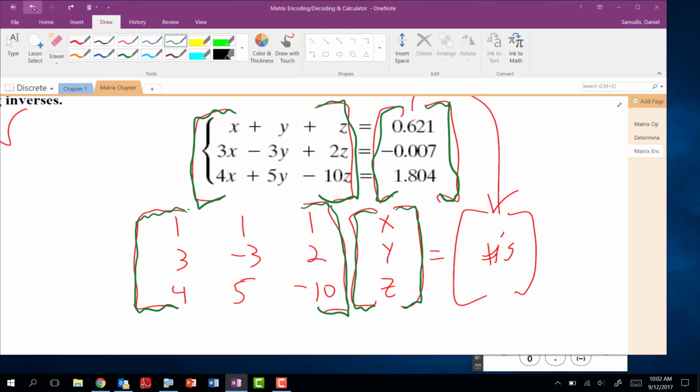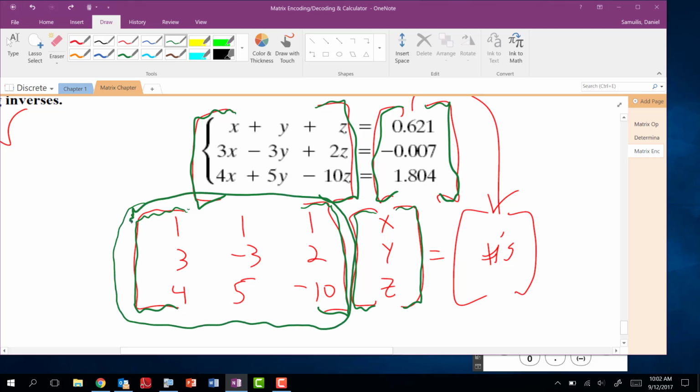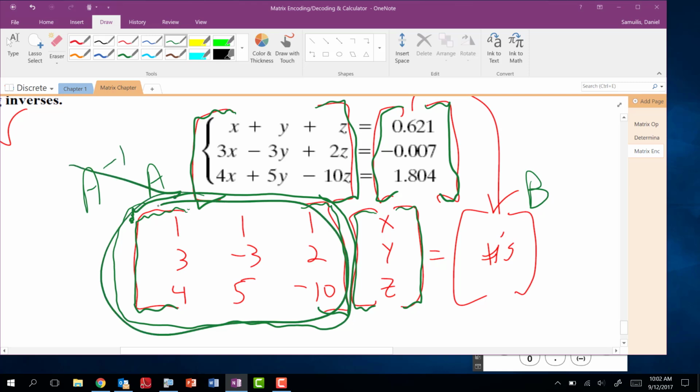And then what do I want to do with this? I want to get rid of it. How do I get rid of this? There's only one way. Multiplying by the inverse. So if I call this A and this B and this x, y, z, all I have to do is multiply by the inverse of A. That gets rid of this, turns this into identity, which is this x, y, z, and then all I have to do is do inverse of A times B, and I've solved the system.